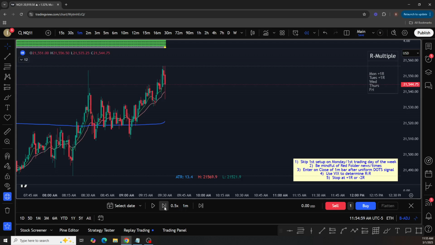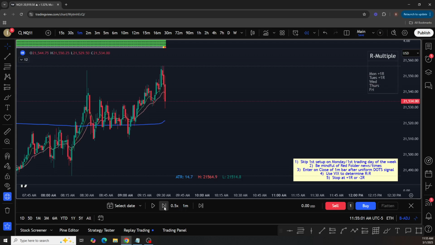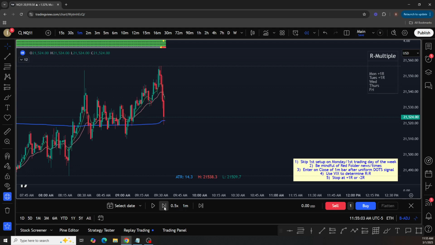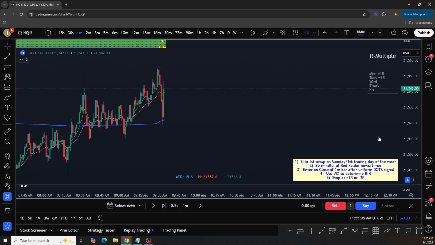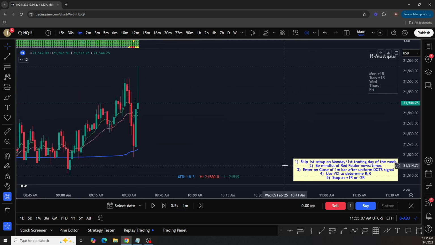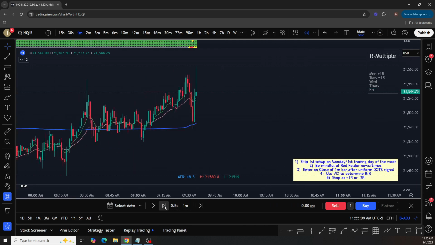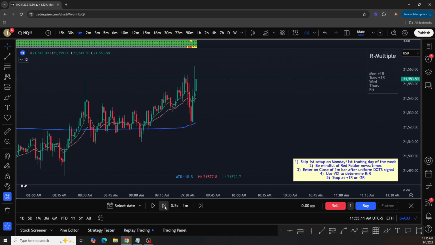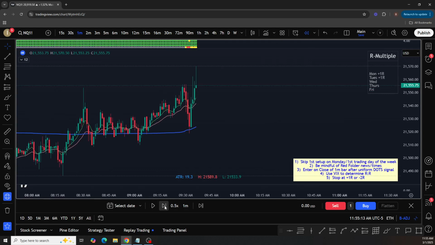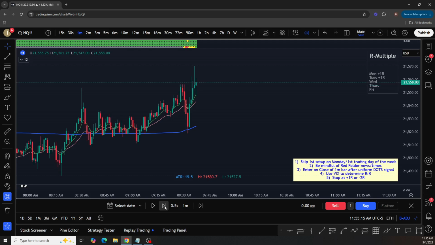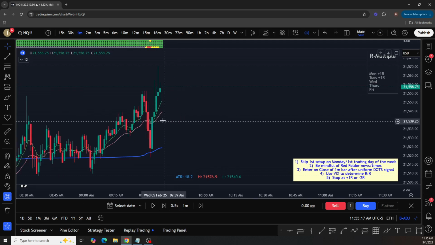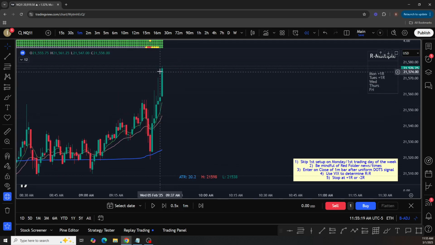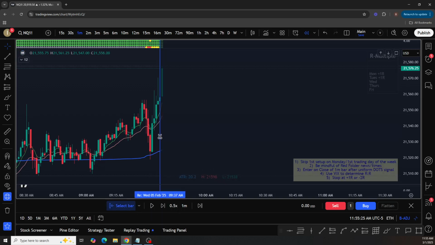Market opens. Dots are mixed. Dots are mixed. And so now, right here, I mean, I skipped that, but let's go back.